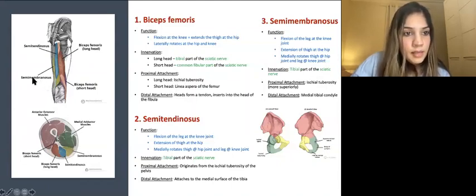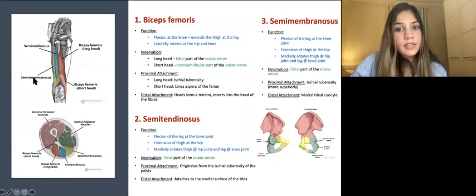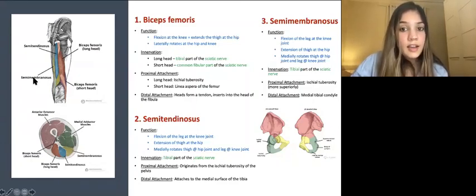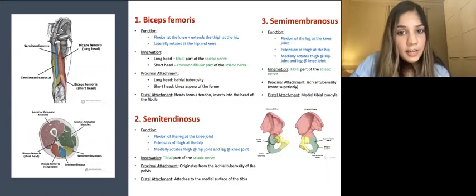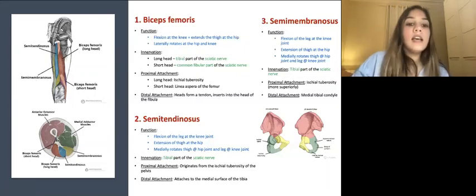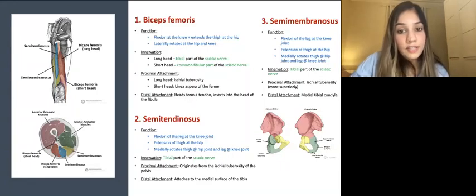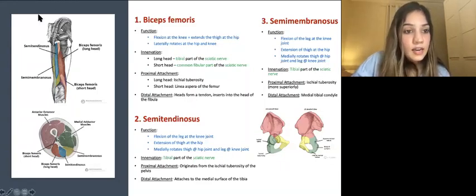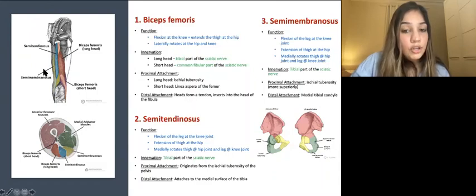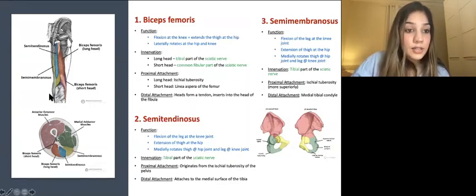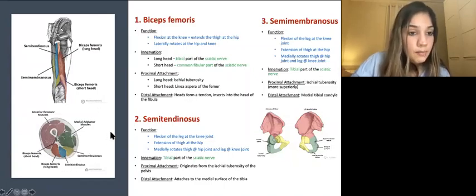And then with the semimembranosus muscle, it functions to flex the leg at the knee joint, extend the thigh at the hip, medially rotate the thigh at the hip and leg at the knee joint. And again, it's innervated by the tibial part of the sciatic nerve. And this again is proximally attached to the ischial tuberosity, however, more superficially, and distally, it's attached to the medial tibial condyle.